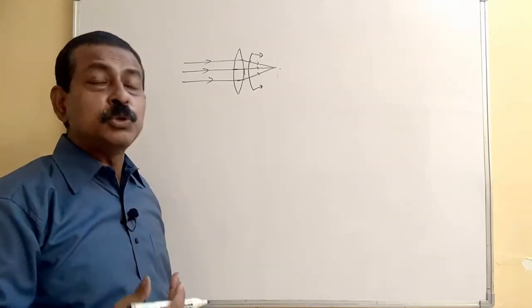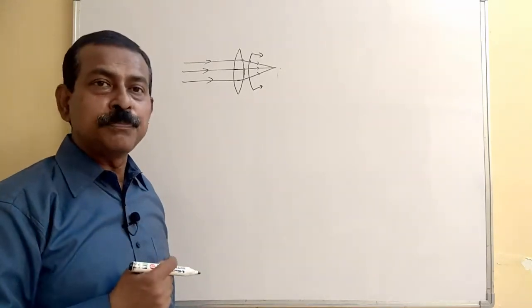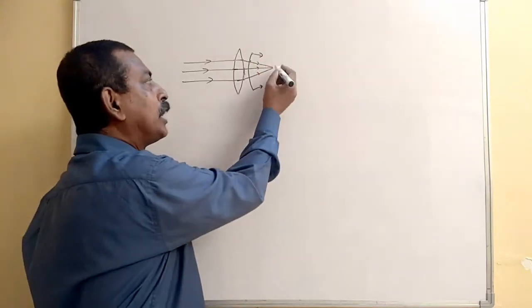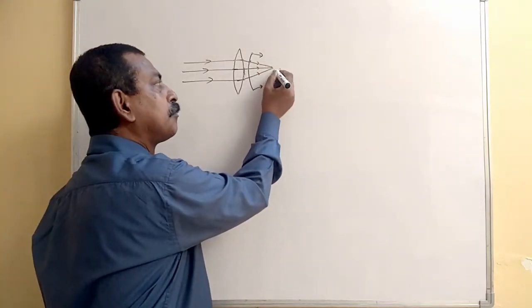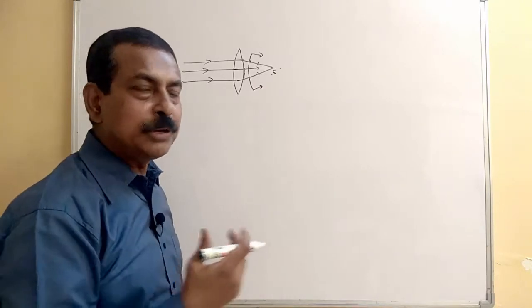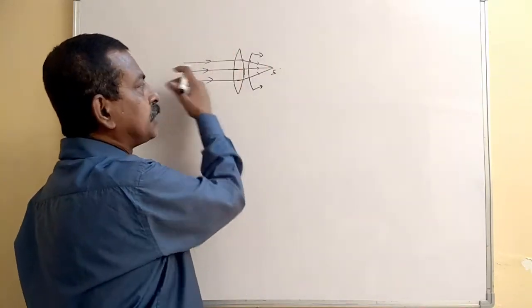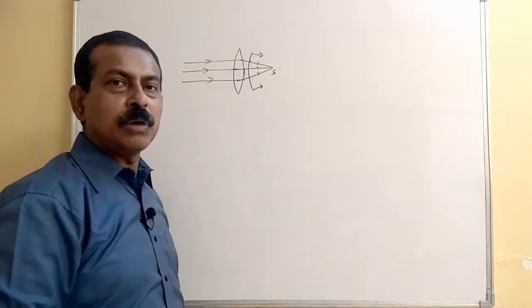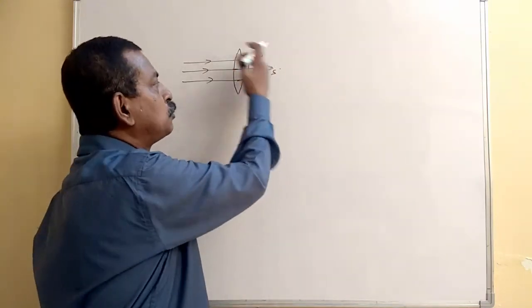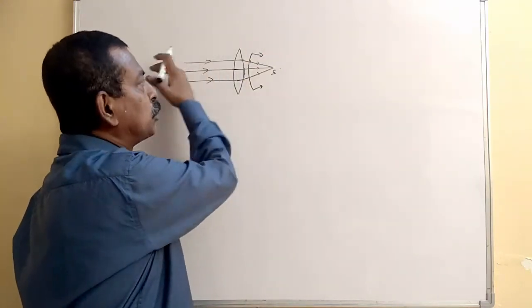Or you can treat it in another way also. If I have a point source here, how will the waves go? They will just be moving. That means this is the particular focus of the lens. So the waves will be moving in this direction, they will be going parallel.